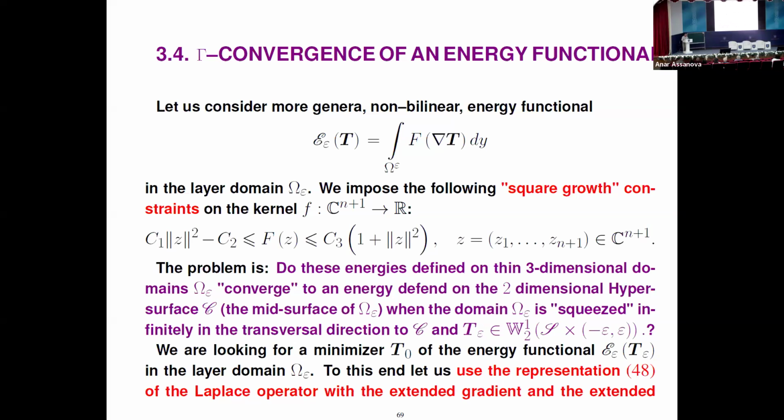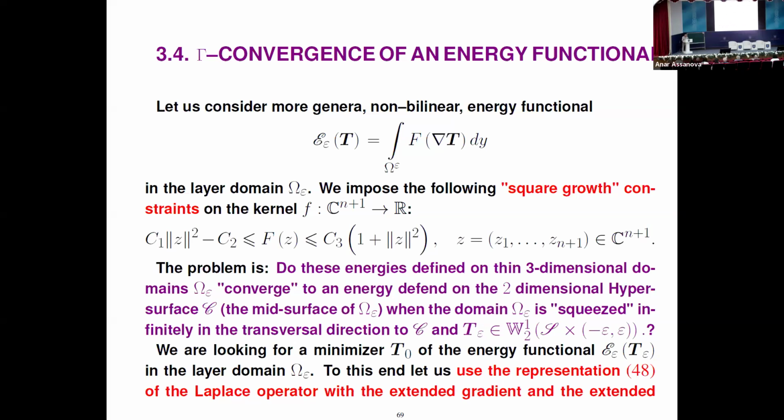In the classical case, this is bilinear, but one can consider a more complicated nonlinear case. So consider such a functional, which depends on the gradient of the temperature T. What we need here is to impose a quadratic estimate on the function f, on the kernel of this energy integral, a quadratic estimate, which is automatically fulfilled in our case.